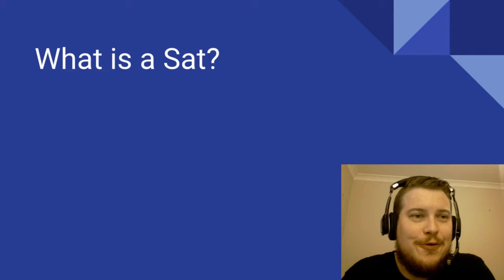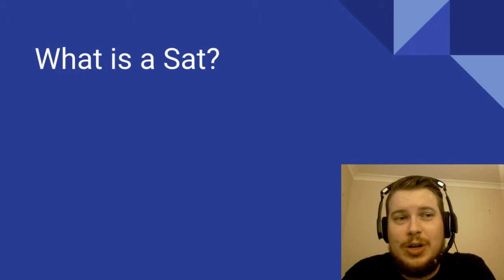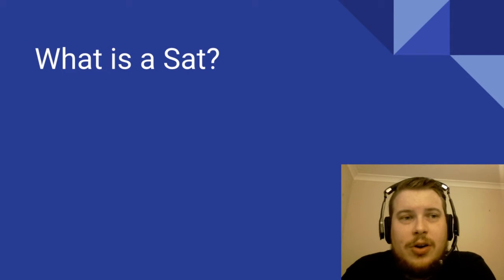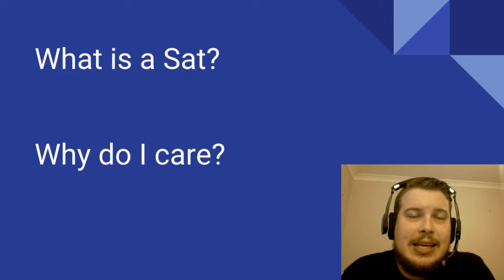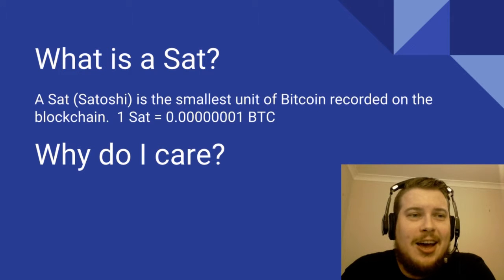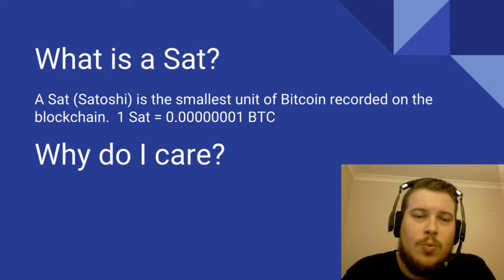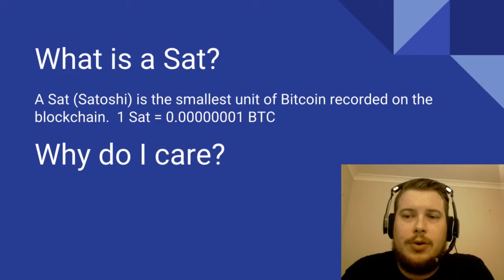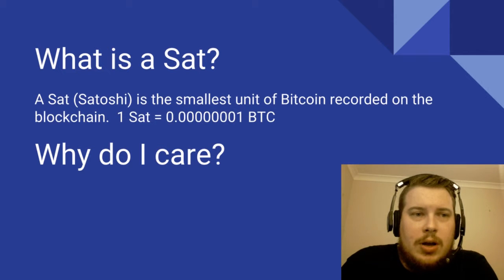The first thing I'm going to teach you about is what is a SAT. What on earth is a Satoshi? The second thing is, why do I care? Now, a SAT or a Satoshi is the smallest unit of Bitcoin recorded on the blockchain. So one SAT equals 0.00000001 Bitcoin.